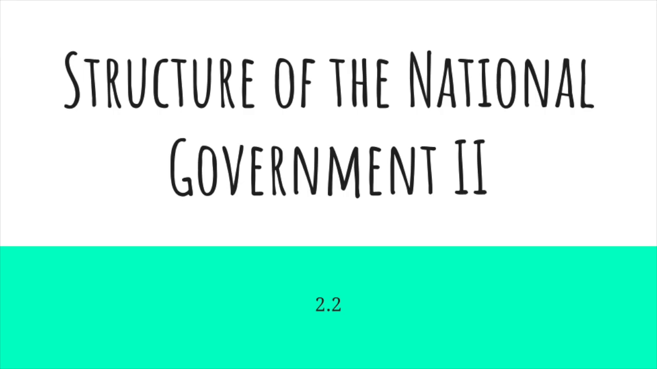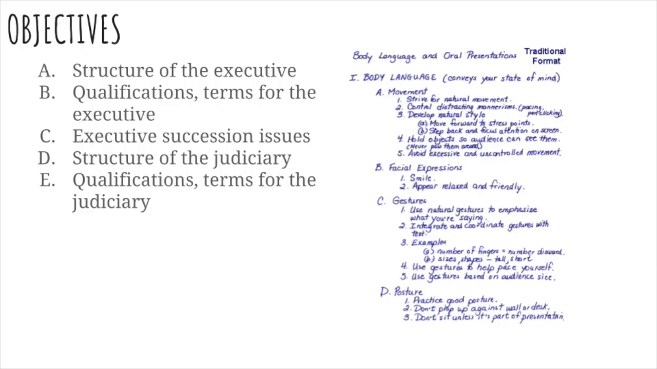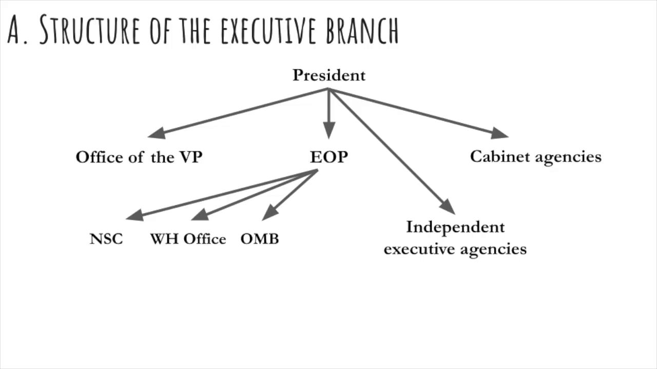Let's get this bread. As always, take good structured notes on the objectives. Today we're going to talk about the structure of the executive, the qualifications and terms for the executive, succession issues, structure of the judiciary, and then the qualifications and terms of the judiciary. So let's start by talking a little bit about the structure of the executive branch.